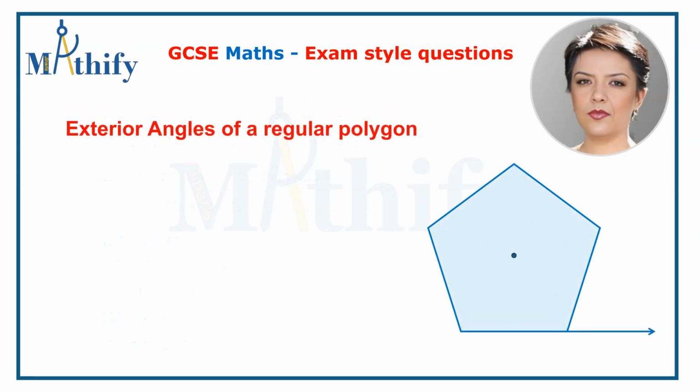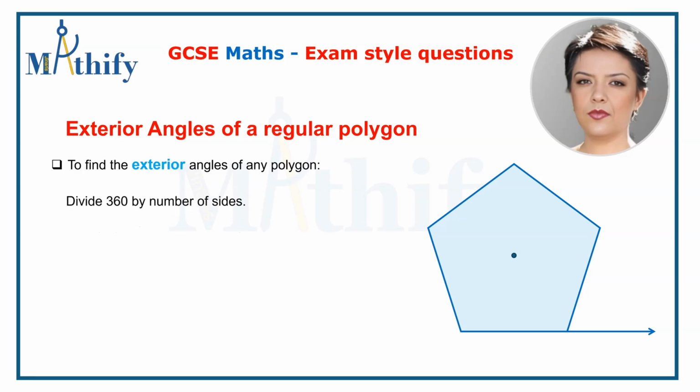We know how to work out the interior angle of a regular polygon. Let us look at an example where we need to work out the exterior angle. So how do we work out an exterior angle of a polygon? To find the exterior angle of any polygon, all we need to do is divide 360 by the number of sides. You can remember it as this formula, 360 divided by n, where n is the number of sides.